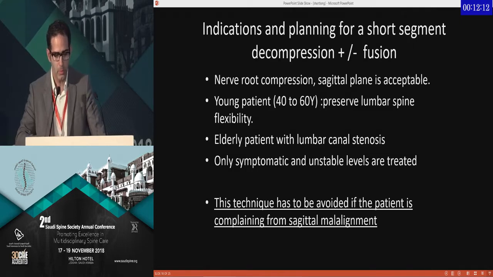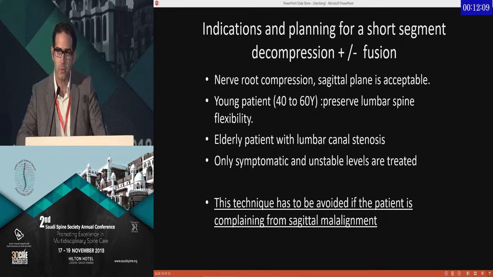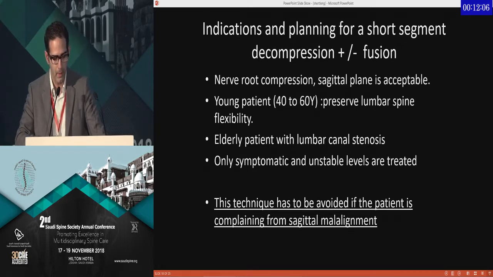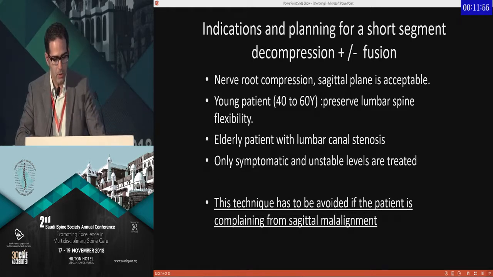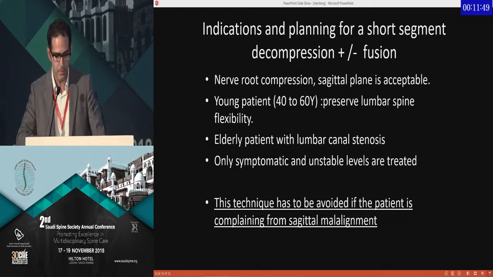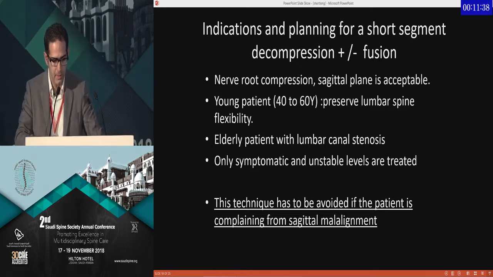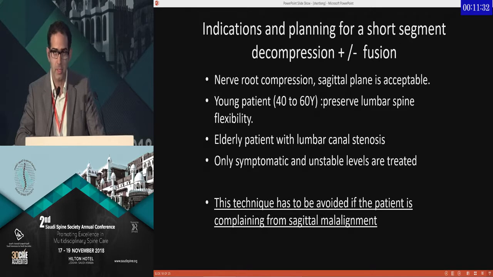So when to plan a short segment decompression, short fusion, and when to plan for a long fusion. So the short decompression plus or minus fusion is indicated in case of nerve root compression when the sagittal alignment is acceptable, in a young patient between the age of 40 and 60 to preserve the lumbar spine flexibility, or in an elderly patient with a lumbar canal stenosis without any kind of malalignment coronally or sagittally. And so in this case, only the symptomatic and unstable levels can be treated. So this technique has to be avoided if the patient has sagittal malalignment.